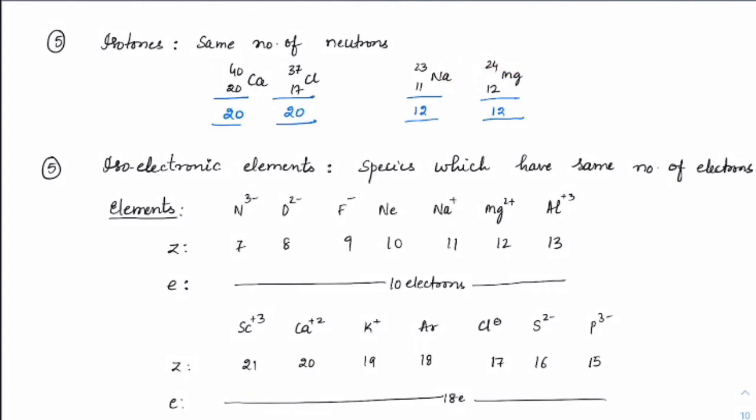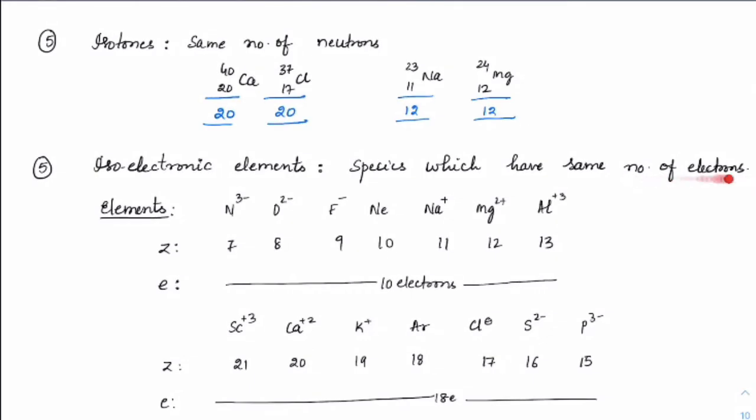Okay. Similarly, if you check out isoelectronic elements, which means elements having same number of electrons, that's all. Okay. If you see N3-, O2-, F-, neon, Na+, Mg2+, Al3+, all of them have different protons. Number of protons are different because this is the atomic number. But when it comes to electrons, all of them have 10 electrons. Correct? Nitrogen was supposed to be 7, minus 3 means it has 3 extra electrons, so that makes it 10. Oxygen will have 10 and so on.